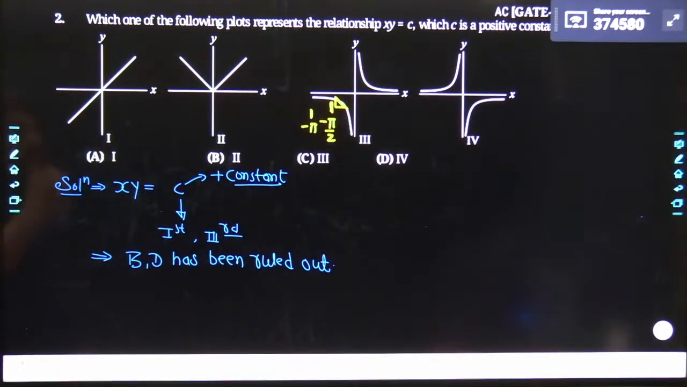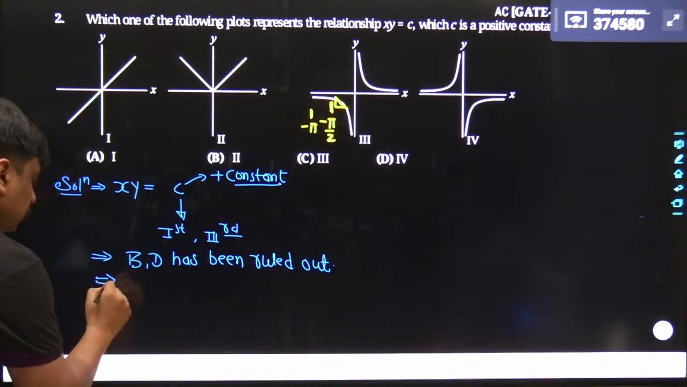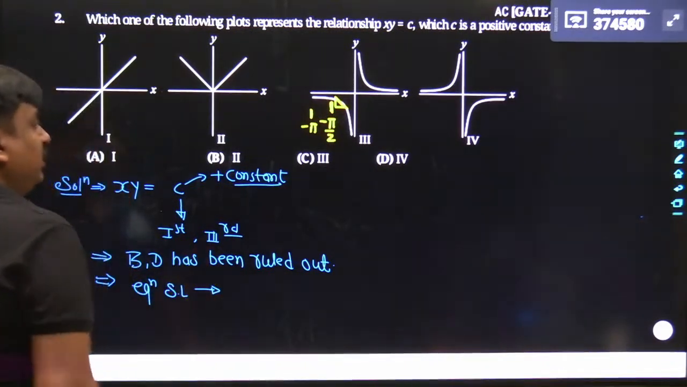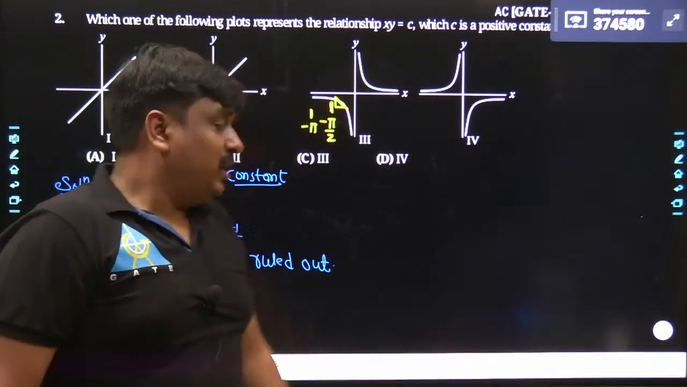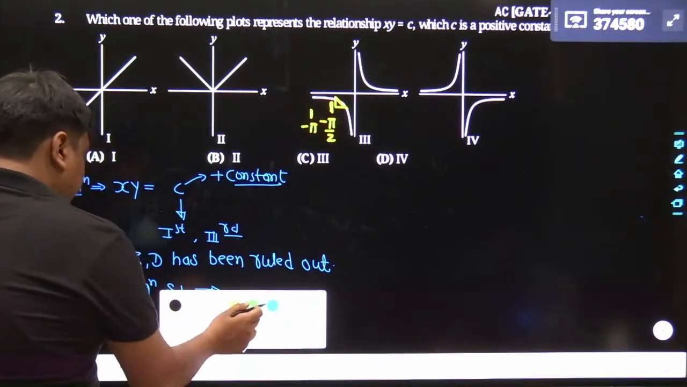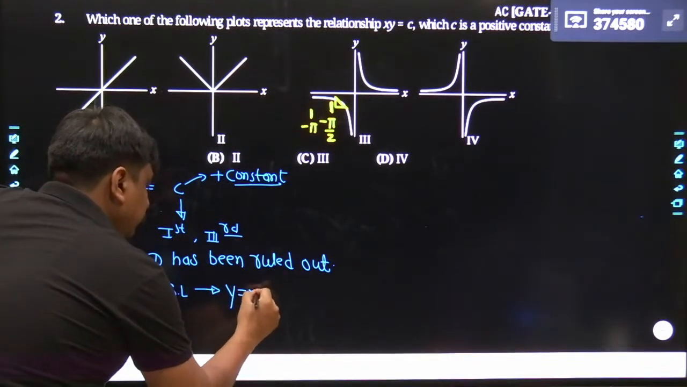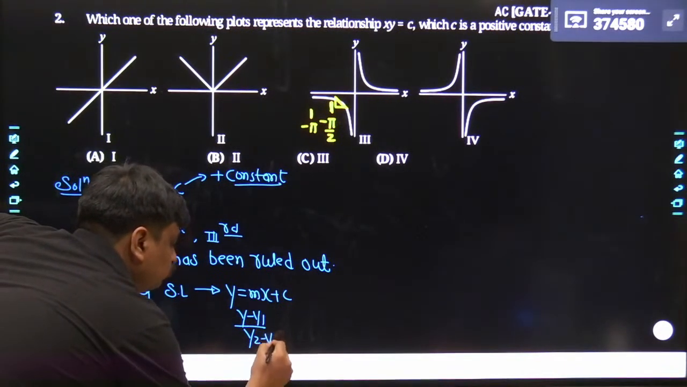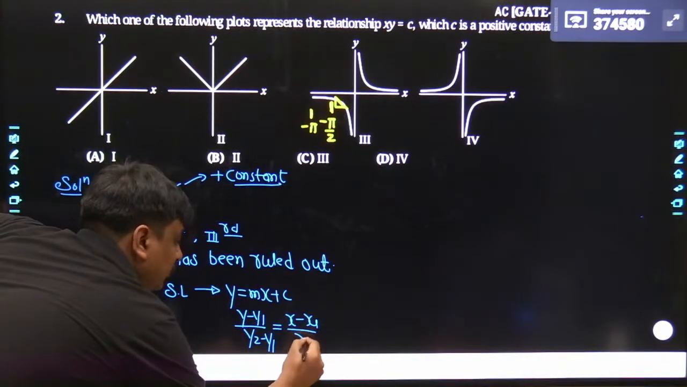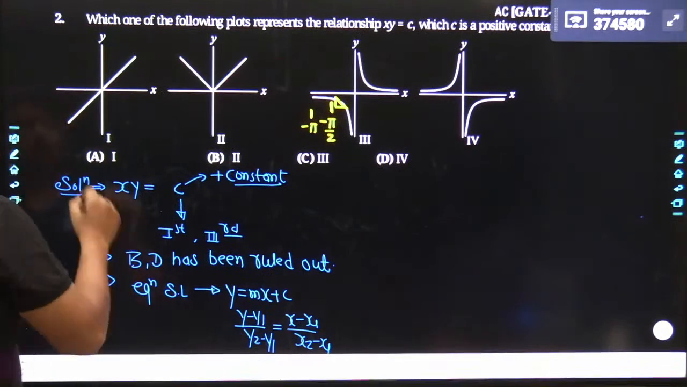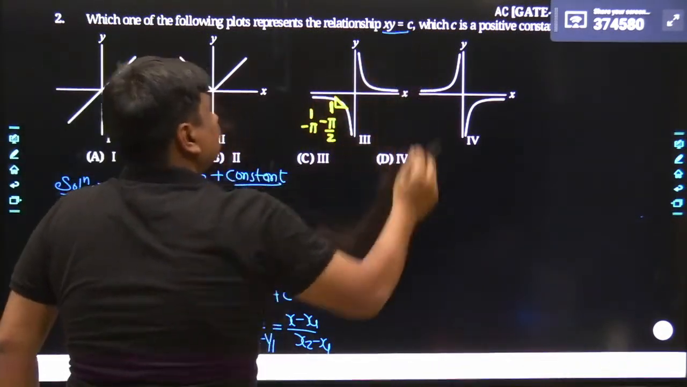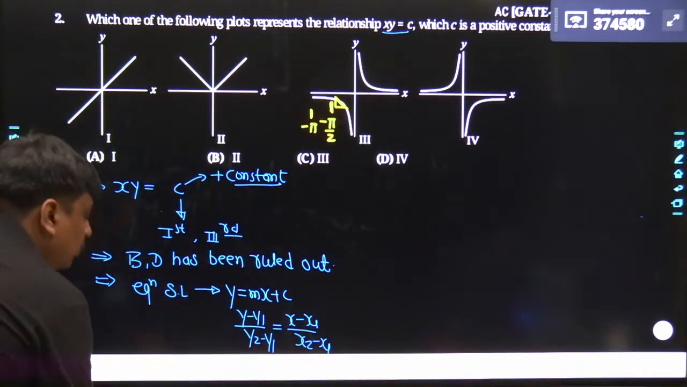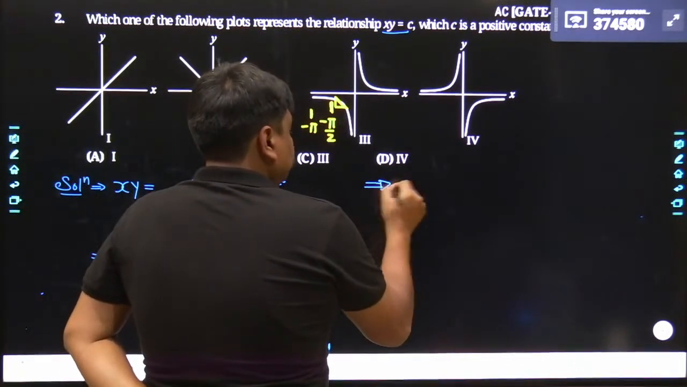Now, if you recall the equation of the straight line, there are several ways through which the equation of a straight line placed over the xy plane can be written. What are they? They could be y is equal to mx plus c, even (y minus y1) divided by (y2 minus y1) is equal to (x minus x1) divided by (x2 minus x1). Obviously, you yourself would be able to understand that xy is equal to c is not falling in either category. So even option A has also been ruled out.